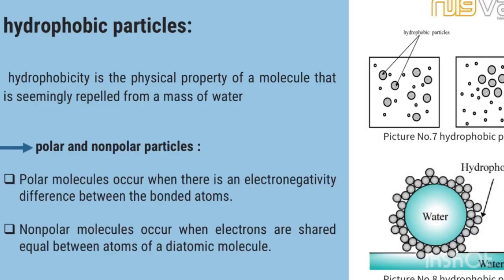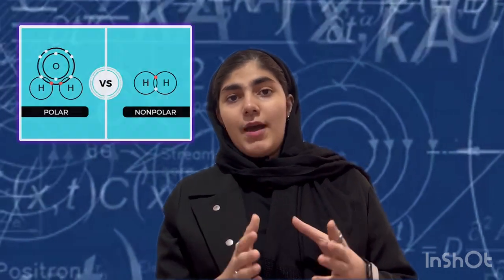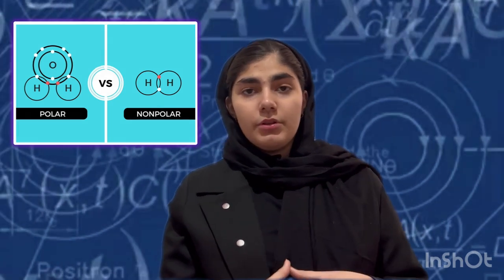Let's talk about hydrophobic particles. Hydrophobicity is a physical property of a molecule that is repelled from a mass of water. Hydrophobic molecules tend to be nonpolar, and because of that, they prefer nonpolar or neutral molecules. So what are polar and nonpolar molecules? Polar molecules occur when we have an electronegativity difference between the bonded atoms. And nonpolar molecules occur when electrons are shared equally between the atoms.